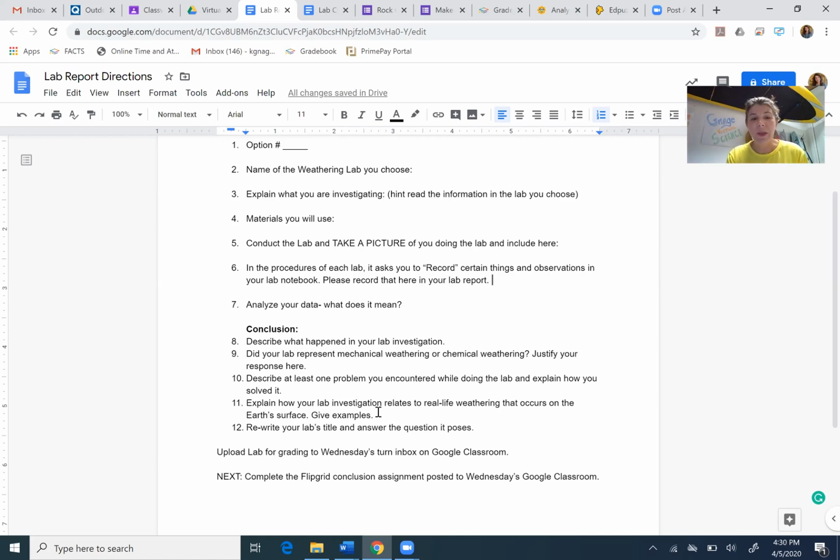Number 11, explain how your lab investigation relates to real life, okay? So how does you modeling this weathering process, how does it occur in Earth really? What's happening on Earth's surface? How do they relate? Where's the connection? And then lastly, rewrite your lab's title, the question, and answer it.